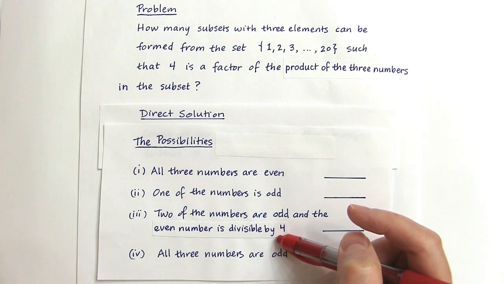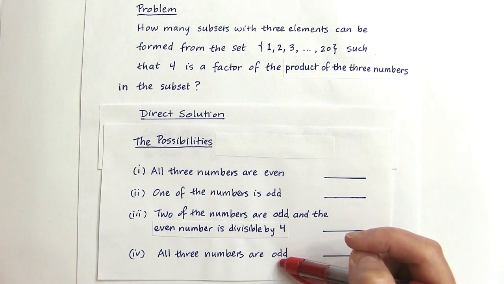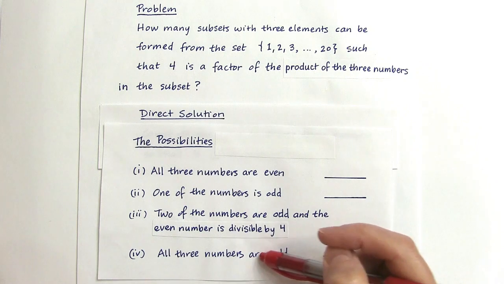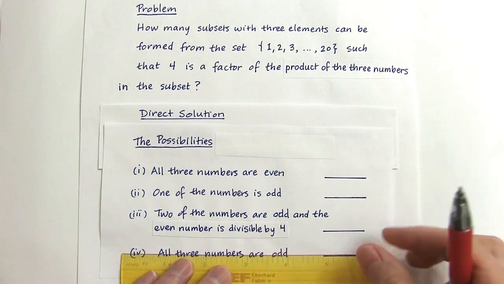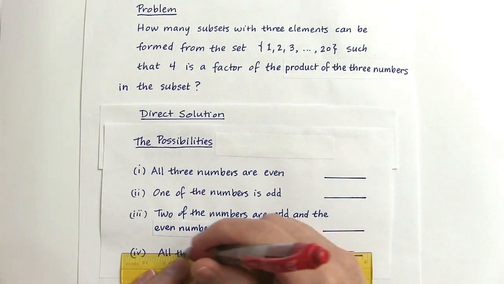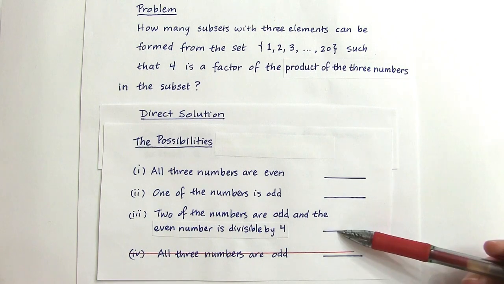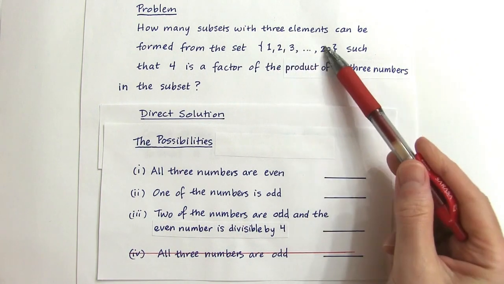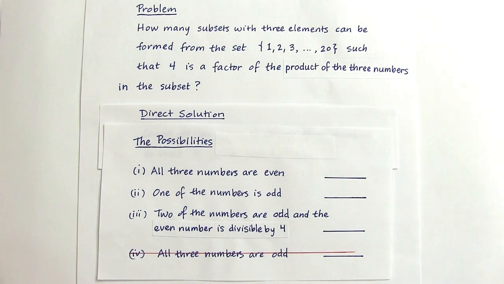And finally, the last possibility: none of the numbers are even, so all 3 numbers are odd. Now, we're going to cross this out, because in this possibility, if all 3 numbers were odd, then 4 would not be a factor of the product. So of all the possibilities, there are really only 3 ways that we could choose 3 numbers from this set and the product being divisible by 4. And these are the 3 ways that that could happen.